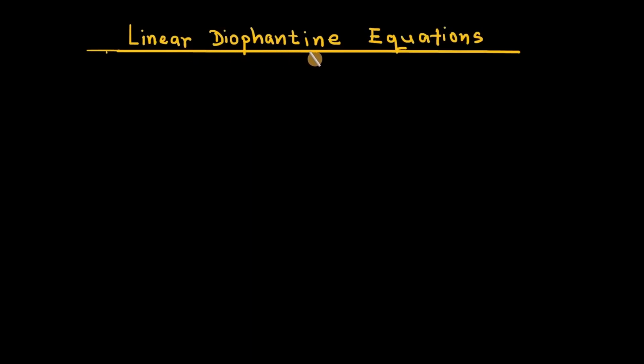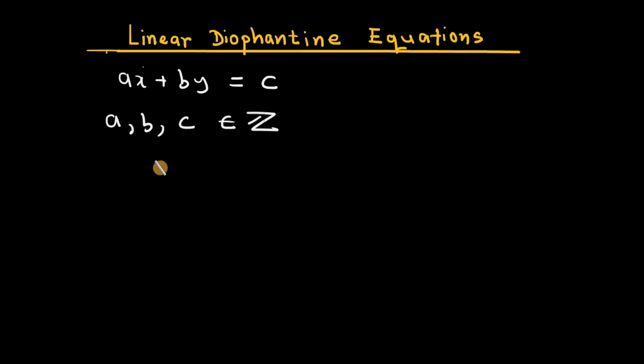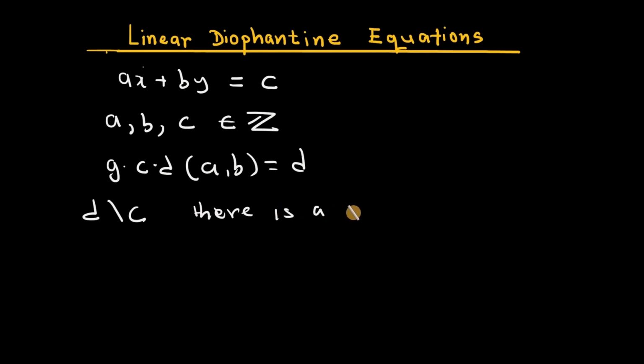Linear diophantine equations. A linear diophantine equation is an equation of the form ax plus by equals c, where a, b, and c are all integers. Let's say the GCD of a and b is equal to d. If d divides c, then the diophantine equation can be solved. That is, there is a solution. If d does not divide c, it means there is no solution.